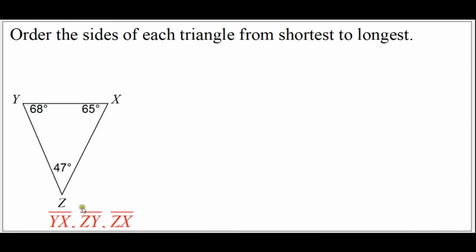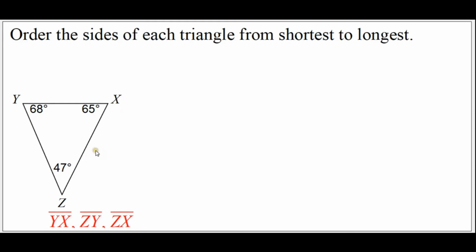YX, ZY, and ZX. Our shortest is YX because it is opposite to the smallest angle, which is 47. Next to it is ZY. ZY is opposite to the second largest angle, which is 65 degrees, angle X. And the last one would be ZX. ZX is opposite to the largest angle, which is 68 degrees.